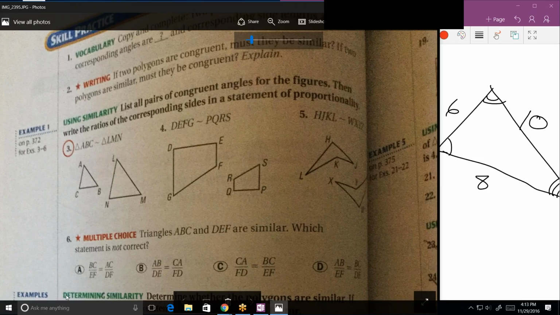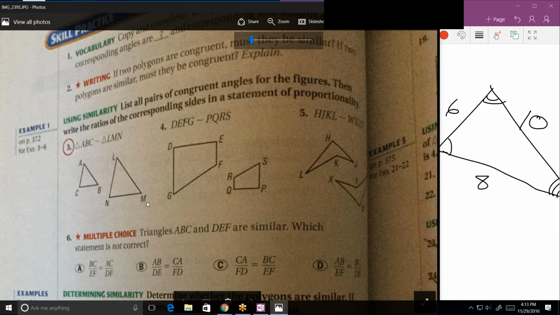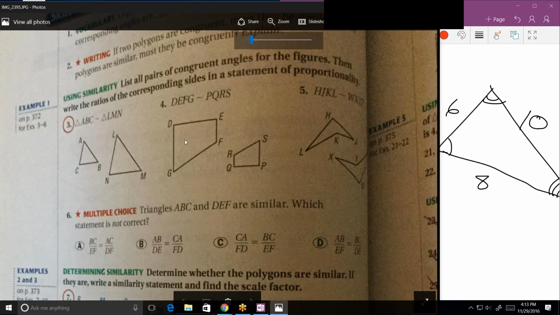Can't quite see 1. Can you read it for me? Copy and complete. Two polygons are similar if corresponding angles are blank and corresponding side lengths are blank. Okay. Corresponding angles are congruent and corresponding side lengths are proportional. Okay, good. And now 3.